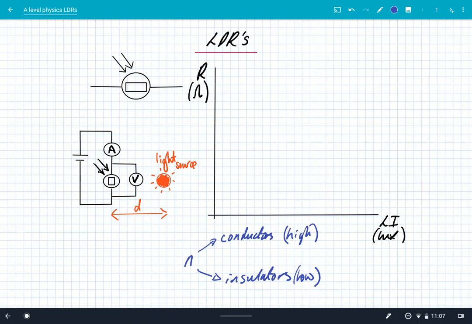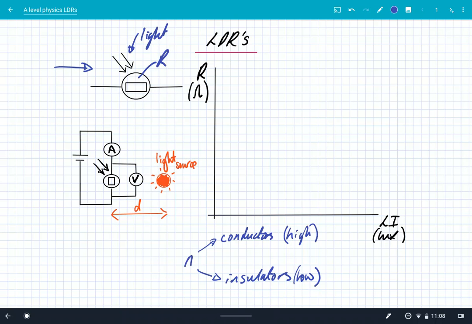Hey, we're going to look at LDRs. So LDR stands for light dependent resistor. It's a resistor that depends upon the light intensity that is incident upon it. And the symbol you can see here shows that the two arrows represent the light and the little box here represents the resistor.